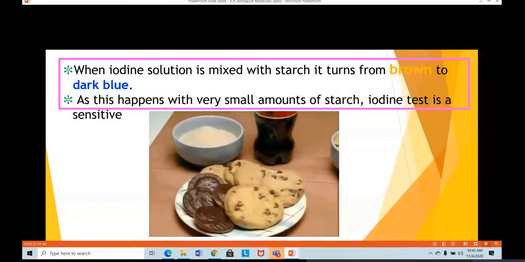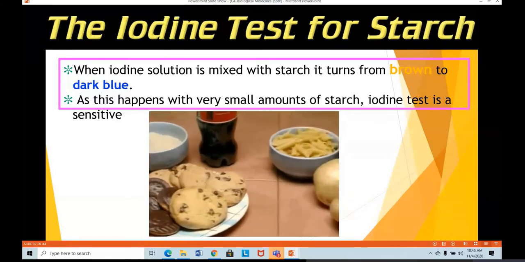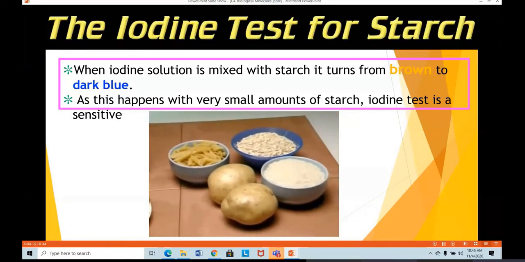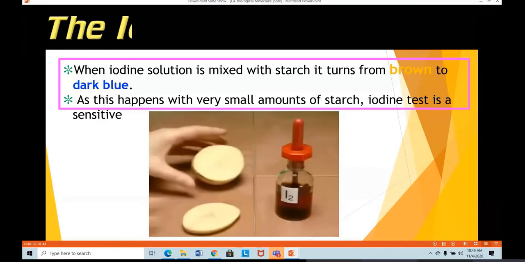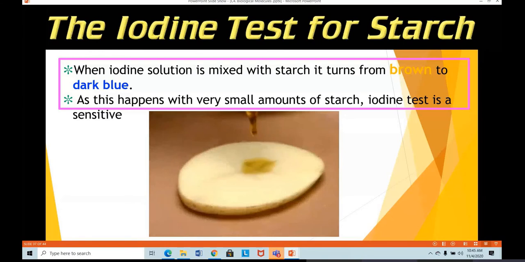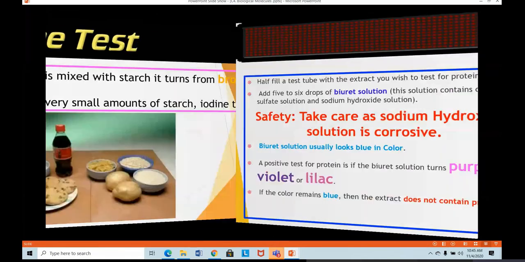Now who is going to talk about the iodine test for starch? Read out from the slide here. When iodine solution is mixed with starch, it turns from brown to dark blue. As this happens with a very small amount of starch, the iodine test is sensitive. Very good. So you can see the test here clearly, how they are doing this test, ladies.